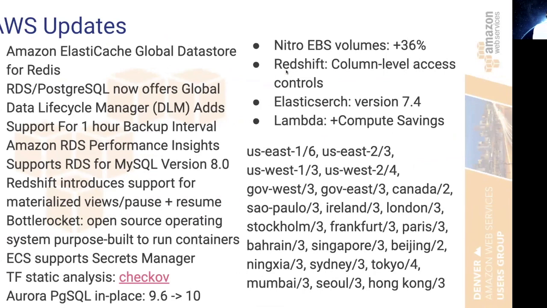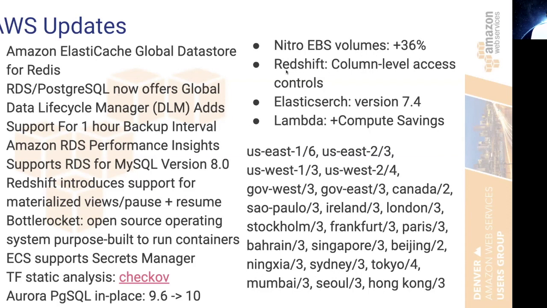The updates for this month, a lot's been going on. ElastiCache has Global Datastore for Redis now, so you can have a globally distributed Redis using ElastiCache. RDS Postgres offers global databases as well. Data Lifecycle Manager, part of the backup suite, adds support for a 1 hour backup interval. Apparently they have to come out with a new release for every different interval. RDS Performance Insights now supports RDS for MySQL 8, even though MySQL 8 has been part of RDS for several years now. Redshift had 2 or 3 major announcements, which are really pretty good.